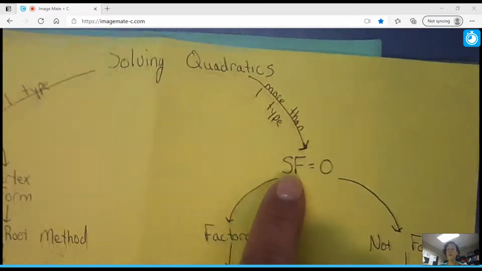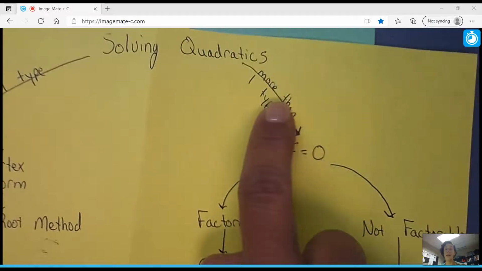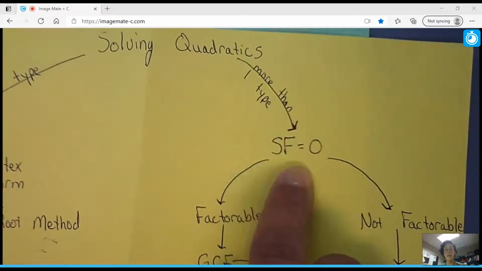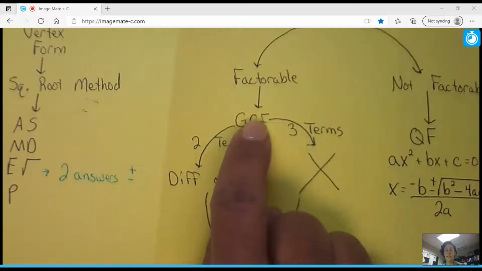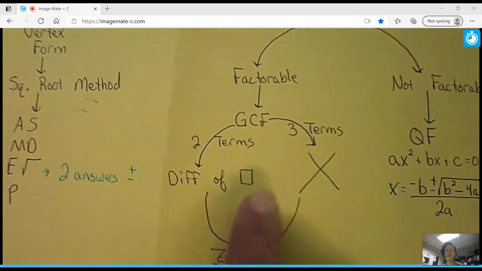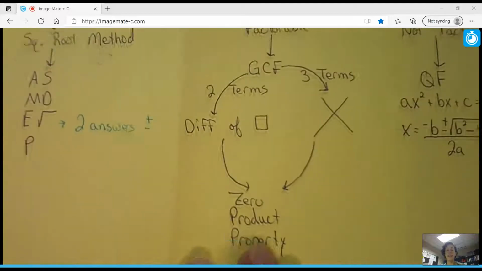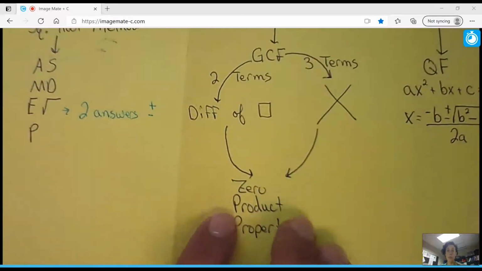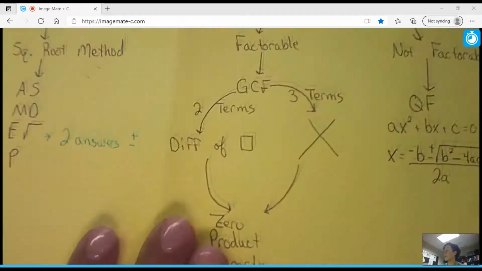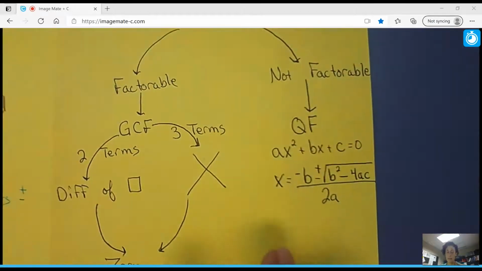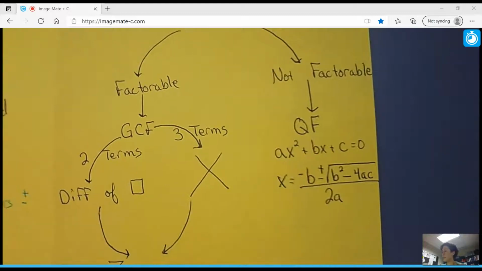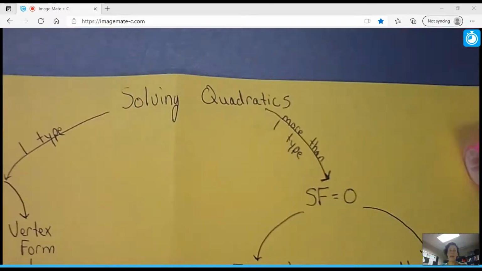Now, if there's more than one type of x, make sure it's in standard form, that it equals 0. See if it's factorable. So look for a GCF, 2 terms will be a difference of squares, 3 terms, you make your x. And then when you're done factoring it, go back to your zero product property. If it's not factorable, then we'll use our quadratic formula, and we do have it here. At some point, you will have to have this memorized, though. Not this year, but eventually.